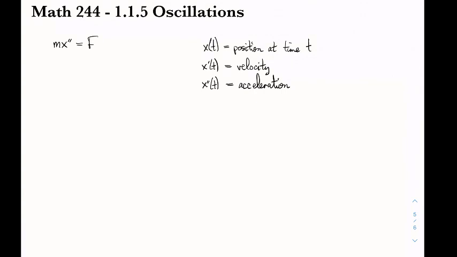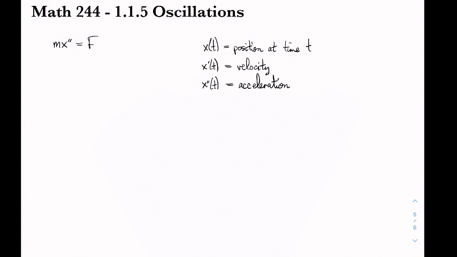The use of differential equations for solving Newton's second law comes when we look at oscillations. Once again, we're going to be looking at Newton's second law, where force is equal to mass times acceleration. In this setup, we're going to use x to denote the dependent variable, so it'll be the horizontal position at time t, with velocity x prime and acceleration x double prime.